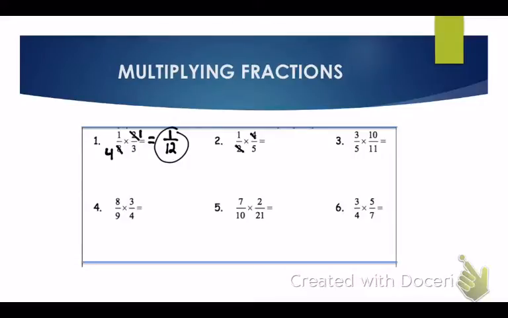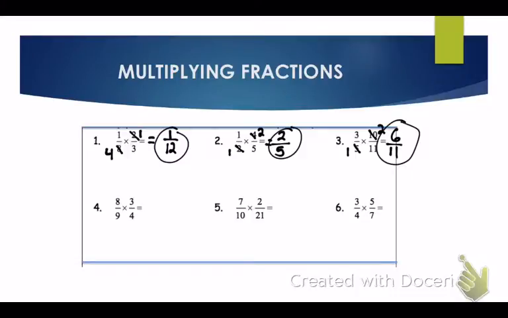1/2. 2 and 4 can be pre-simplified. 2 goes into 2 once. 2 goes into 4 twice. 1 times 2 is 2. 1 times 5 is 5. Congratulations, we are done. You should get 2/5. This one, pre-simplify. Well, 5 and 10. 5 goes into 5 one time. 5 goes into 10 2 times. 3 times 2 is 6. 1 times 11 is 11. Hey, that's done. Pre-simplified. We're done.